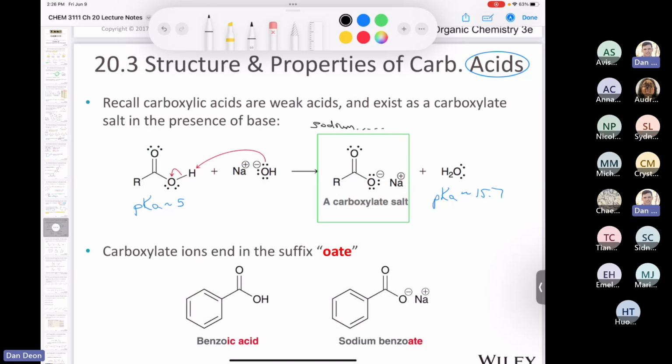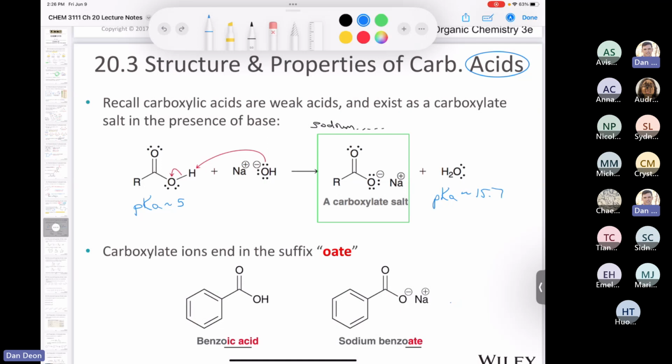And then you replace the name of the carboxylic acid. You replace "ic acid" with "ate," or "oic acid" with "oate." Either way you think about it, you're still going to get the right answer. So let's say you had something like benzoic acid, you get sodium benzoate. If it was a potassium ion here, it would be potassium benzoate.